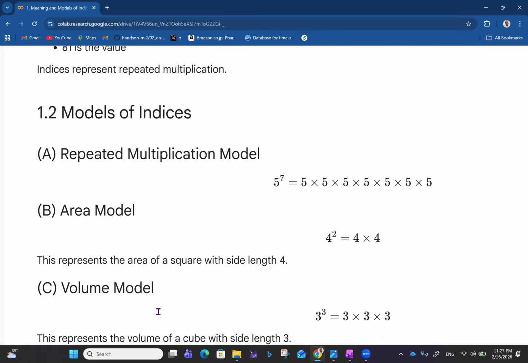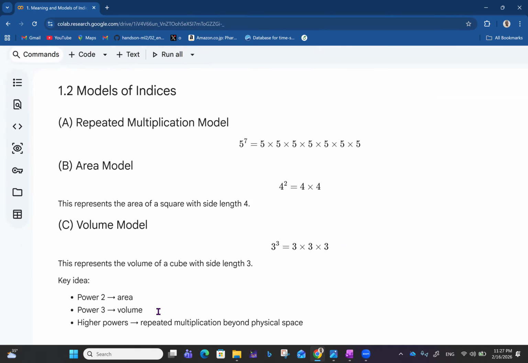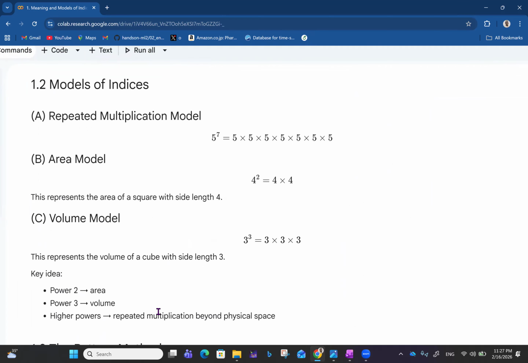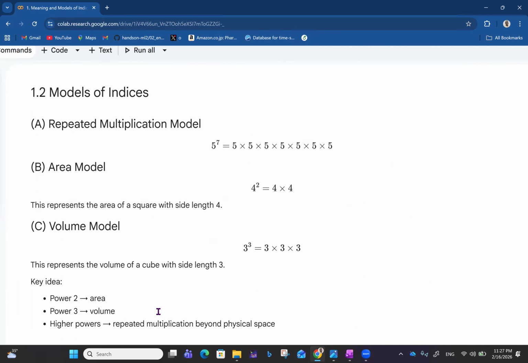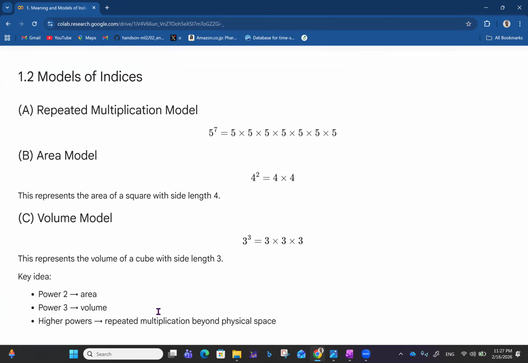We then go ahead to talk about the models of indices. What are the models of indices? In this case, we talk about three major models. The first one is the repeated multiplication model, which we just talked about. If you have 5 raised power 7, it means you are multiplying 5 by itself 7 times. So you have 5 times 5 times 5 times 5 times 5 times 5 times 5. That's the repeated multiplication model.